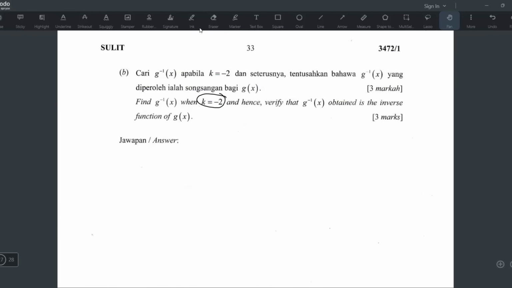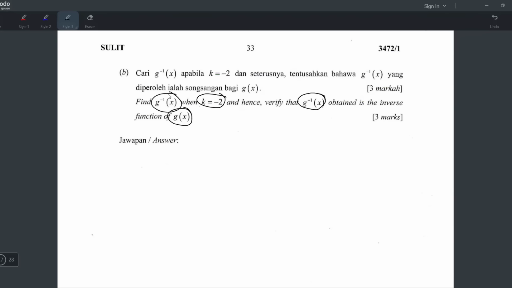Okay, tak apa, kita baca dulu. Find g inverse x when k is negative 2 and hence verify that g inverse x obtained is the inverse function of g(x). Okay, soalan ni dia nak awak buat dua benda. First, cari g inverse x, and then lepas tu kena verify whether g inverse is the inverse of the g(x).